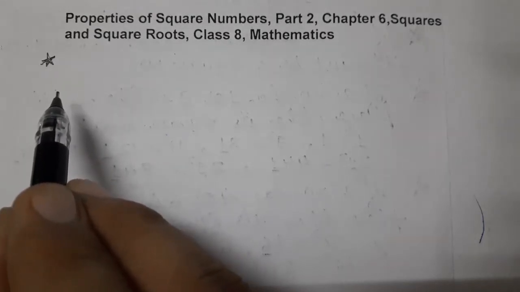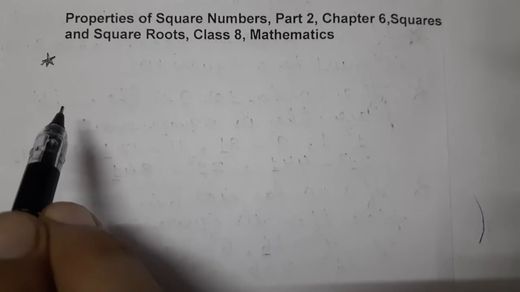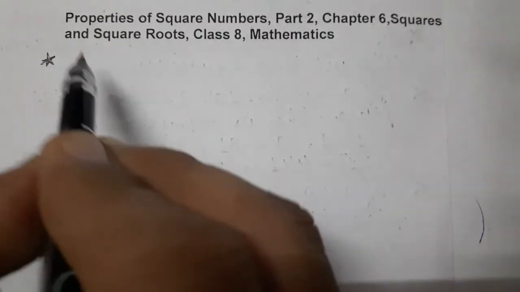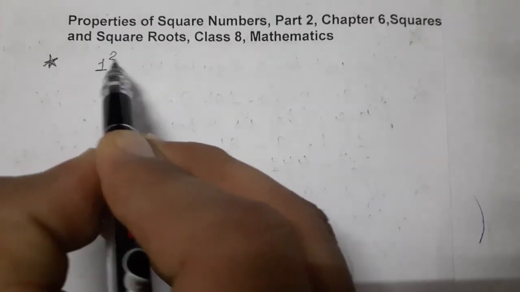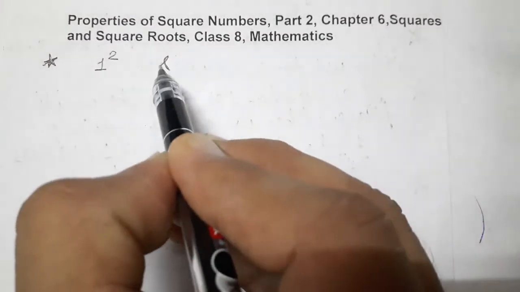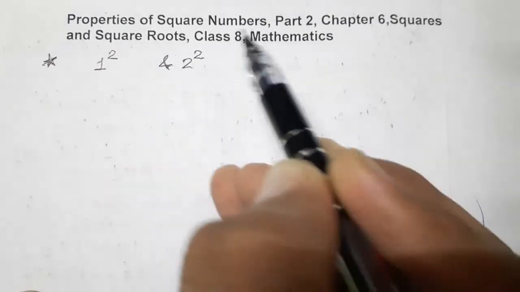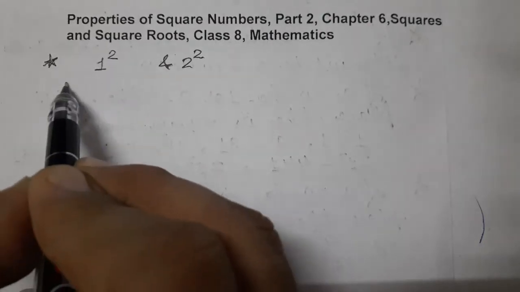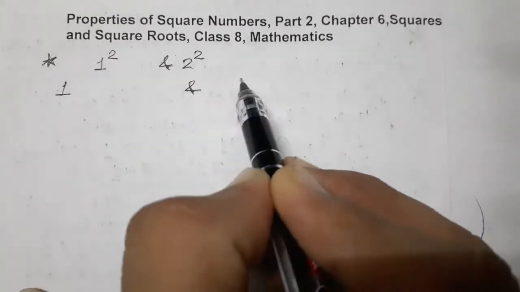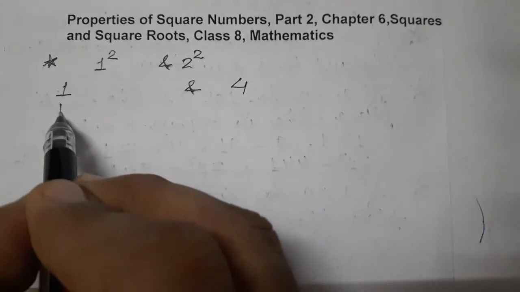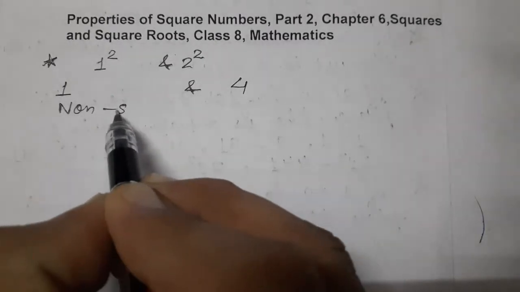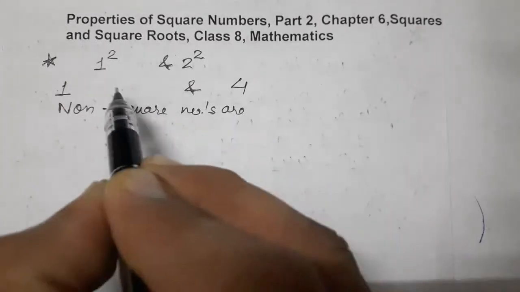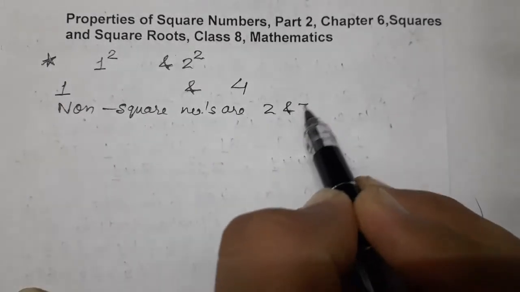Now let us find out an interesting pattern between two consecutive square numbers. Let's take consecutive square numbers. Suppose 1 square and 2 square only. So these are the two square numbers. Now let us see how many non-square numbers are between them. 1 square is 1 and 2 square is 4. Now non-square numbers, the ones that are not squares, which are between them? What are they? 2 and 3.